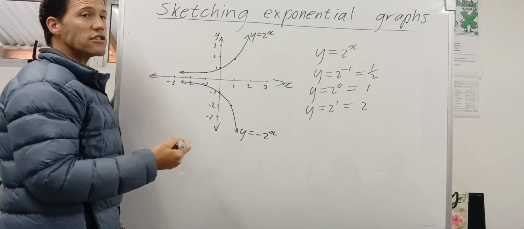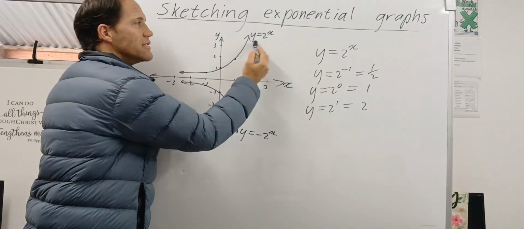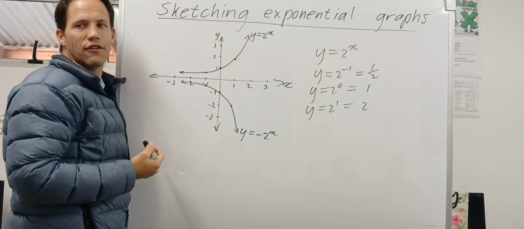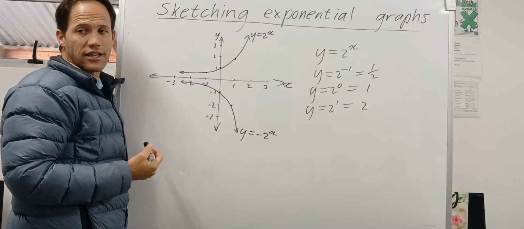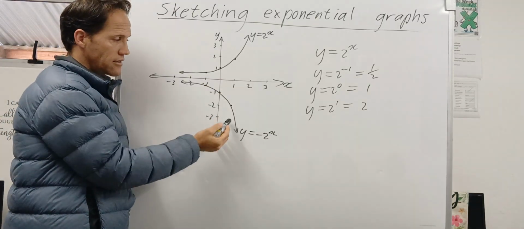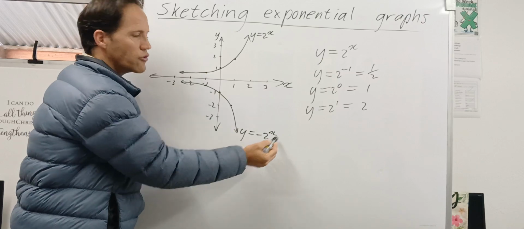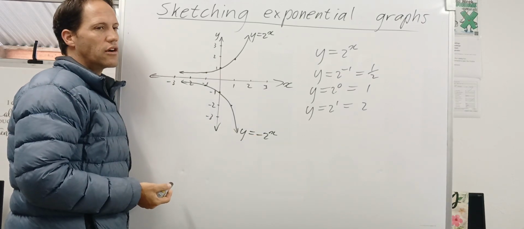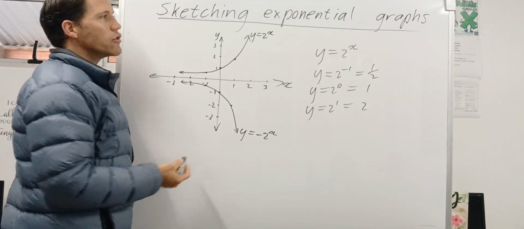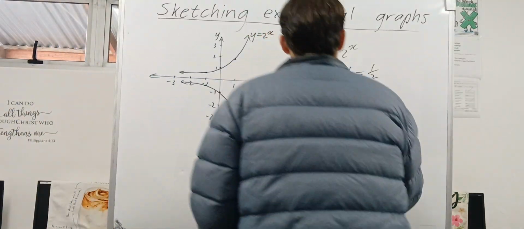So if I ask you in the test, this is the graph y equals 2 to the power x, what will be the graph of the reflection in the x-axis? Okay, the reflection in the x-axis, you can say it's going to be y equals negative 2 to the power x. That's it. Okay? What about if we make it y equals 2 to the power x plus 1?